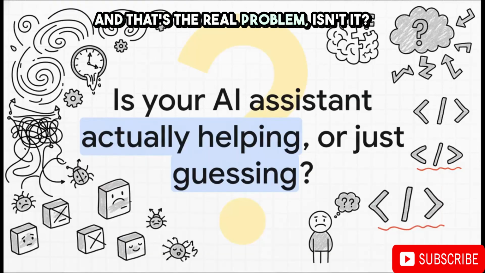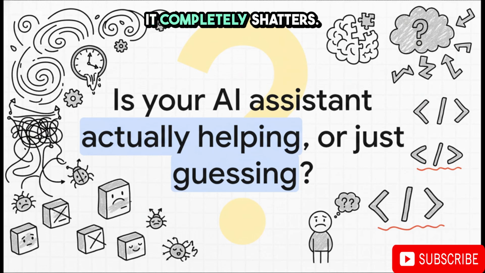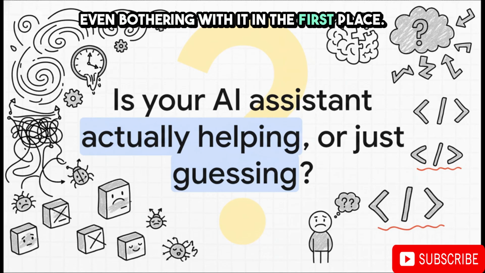And that's the real problem, isn't it? When your AI is inconsistent, it's just burning through your most valuable resource, your time. It completely shatters your focus, sneaks in these little bugs you don't find for hours, and honestly, it makes you question why you're even bothering with it in the first place.